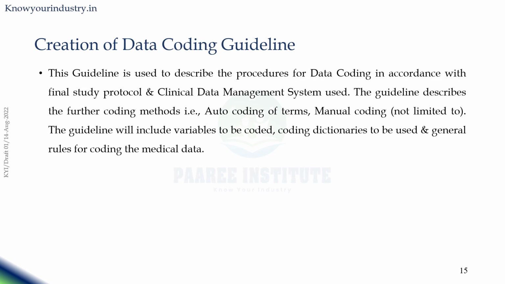Then the data coding guideline. This will describe the procedure for the data coding activity, whether the guideline describes auto coding of terms or manual coding, etc. This guideline will include the variables to be coded, which dictionaries are used, what will be the version of the dictionary used, which sections would be coded, and which CRF pages are affected in the coding section. Those would be clearly mentioned, and the frequency of import of data of this particular section will also be mentioned in the data coding guideline.